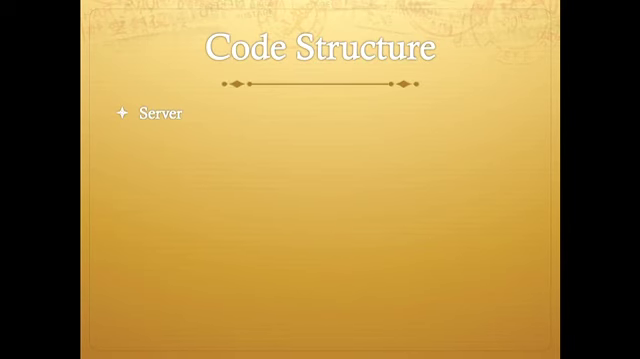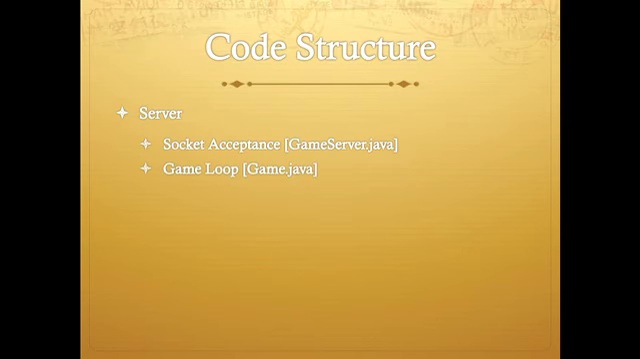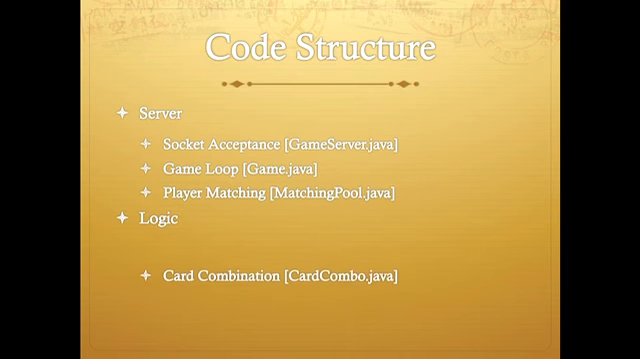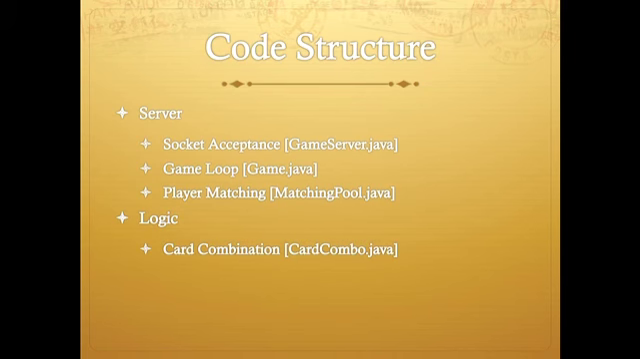More specifically, here is the structure of our code. The server side includes socket acceptance, where each accepted socket represents a player, game loop, which maintains the information of each player, and matching pool, which matches a number of players together for a game. The logic side is mainly implemented in one class, CardCombo.java, which includes the functionality to identify the types of card combinations and the comparison between 2 card combinations.